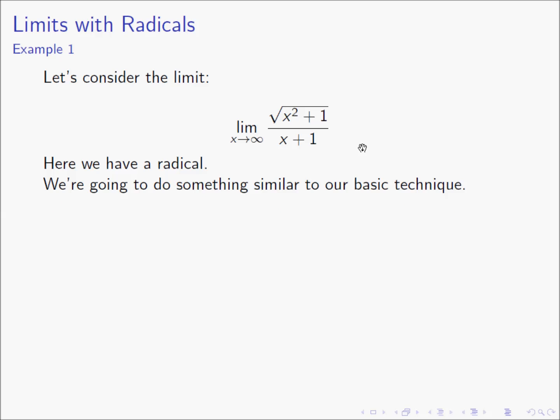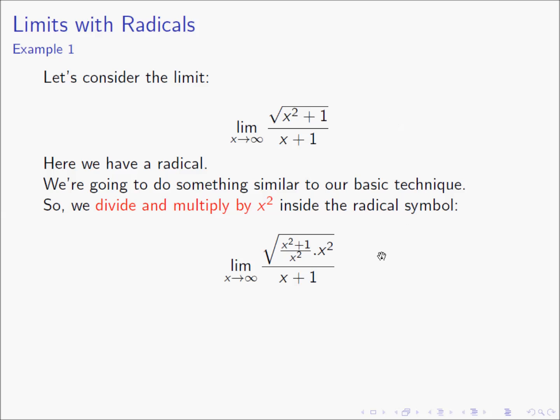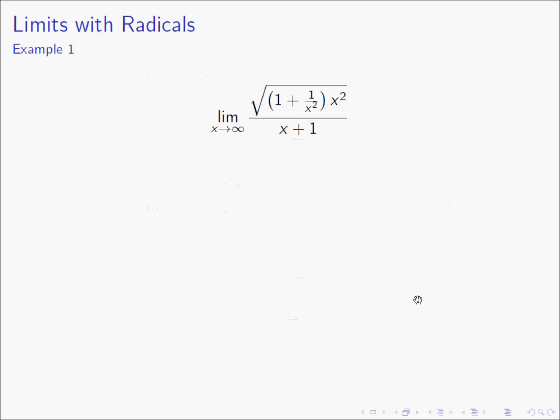So in this case we're going to work only on the radical. We're going to divide and multiply everything inside the radical by x squared, and it looks like this. We divide it by x squared and multiply it by x squared, so the expression remains the same. Now this factor here we can separate like this. So we have this expression now, and we have two cases to consider.